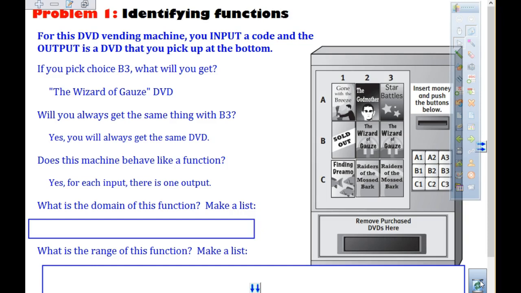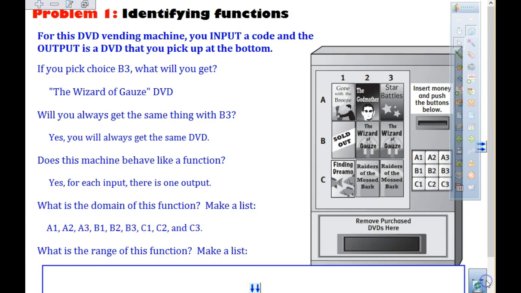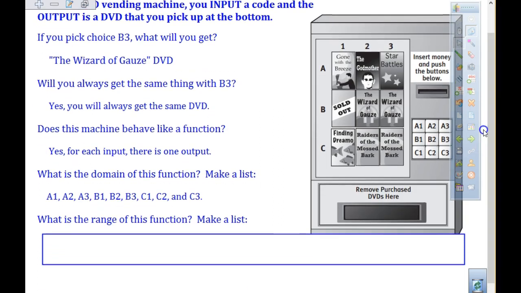So it says, let's make a list of the domain. The domain is all our input. So you could start with A1, A2, A3, then B1, B2, B3, then C1, C2, C3. Do we have any other options than that for this machine? No. These are our only options on this machine. So then it says, well, what's the range? The range are the outcomes.